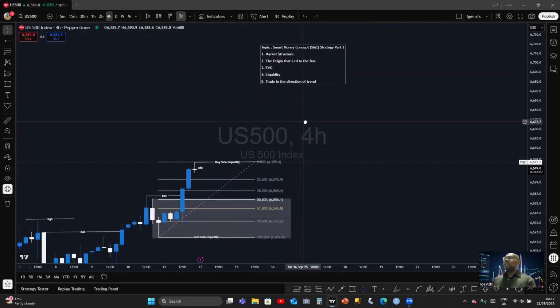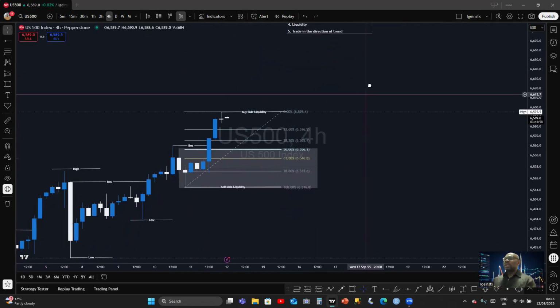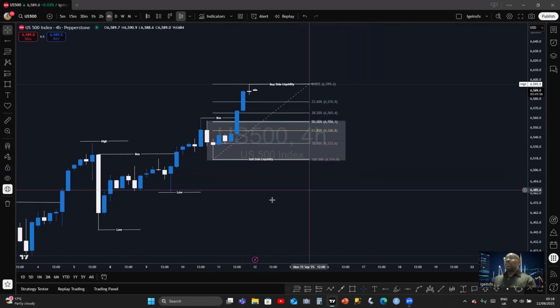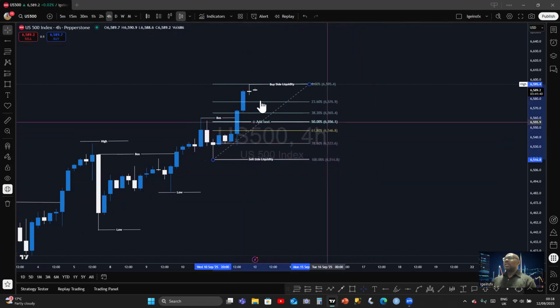And apart from that, the origin that led to the break of structure, anyway, you see POIs, you should understand. Now, I've already taught you guys how to single out order block, right? How to single out order block. I've already taught you guys. So I don't want to start going. All right, let me still touch on that.